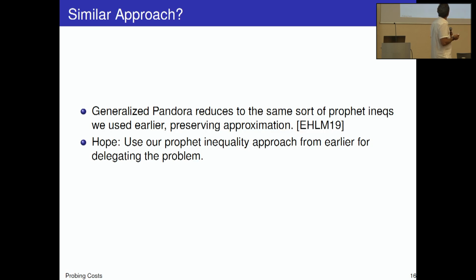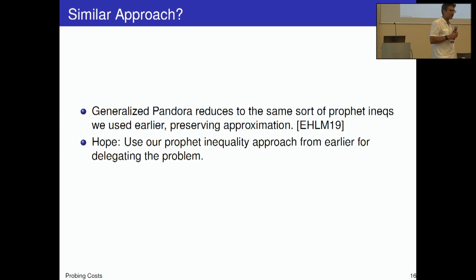Okay. So there are some indications that we might be able to use a similar reduction to profit inequalities approach here. And that comes from the beautiful work of Esfandiari, Hajiaghayi, Brubach, and Mitzenmacher, where they basically reduce these generalized Pandora's box problems to profit inequalities of a certain form. And it turns out that the form of profit inequalities they reduced to are exactly the form that we needed in our earlier reduction. So things should work out.